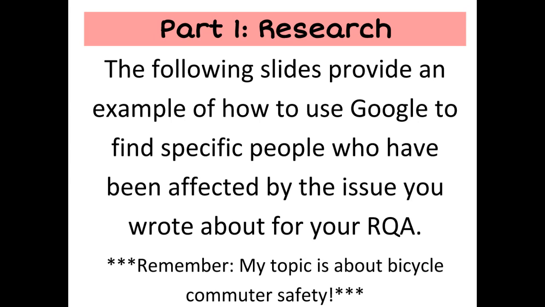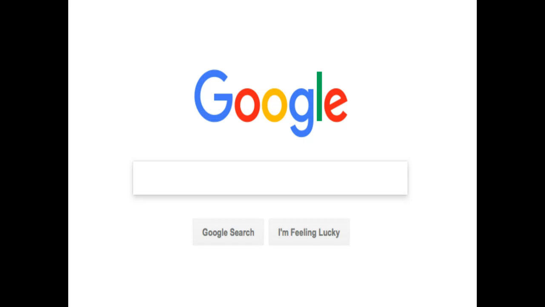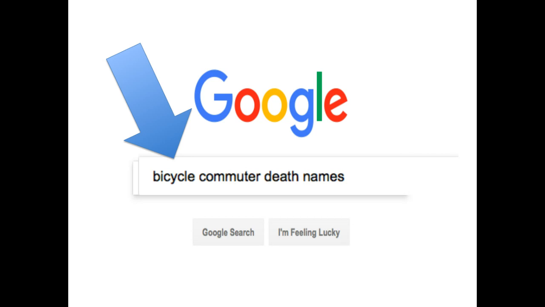All right, the first thing I'm going to do is go to Google. When I get to Google, I'm going to type some keywords into my search bar. I'm going to type bicycle commuter deaths and names. That's what I'm looking for. I want to know someone who was drastically affected by my topic, bicycle commuting.